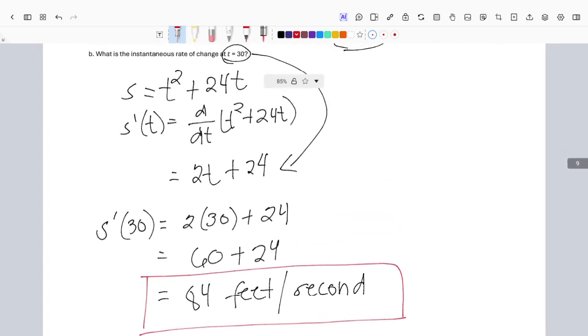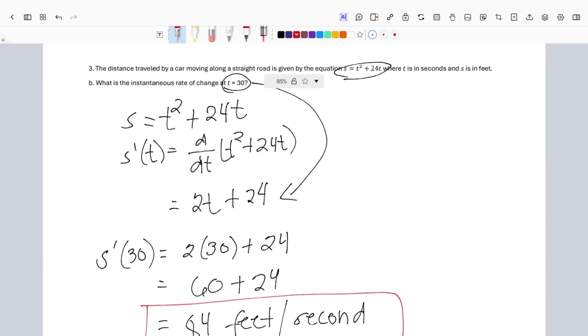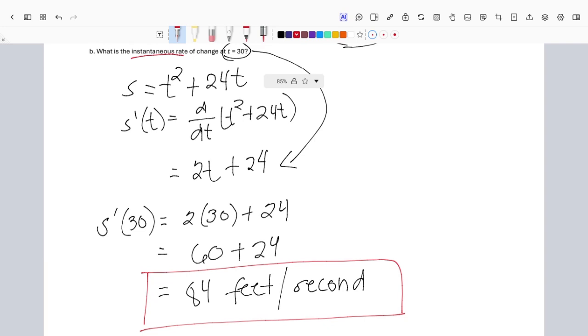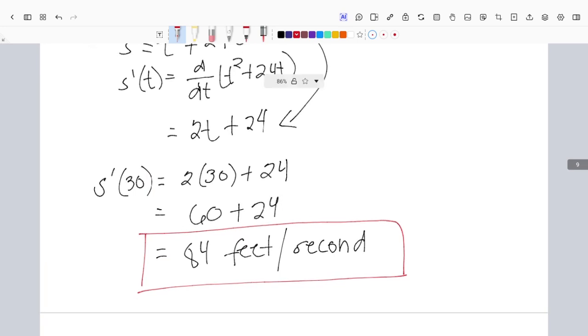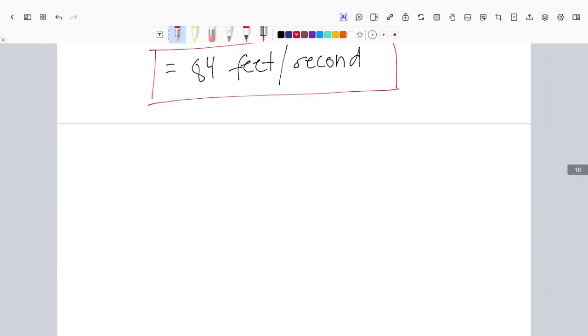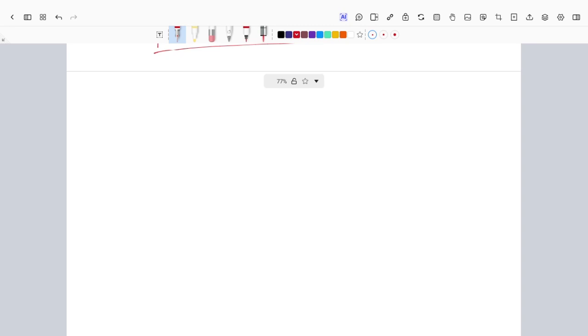Remember, when we are talking about the instantaneous rate of change, or the word instantaneous, we need to get the derivative of our given function, and after that substitute the value of whatever is given. Okay, let's move on to our item 4 here.